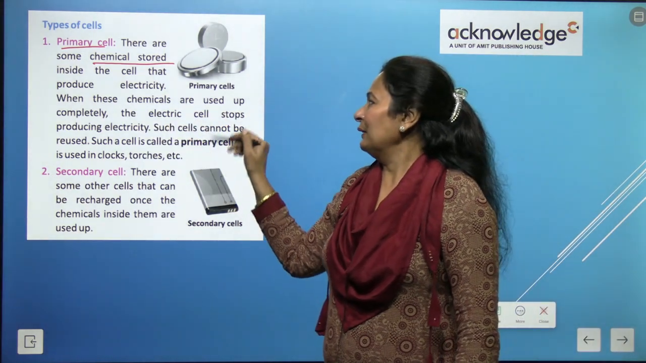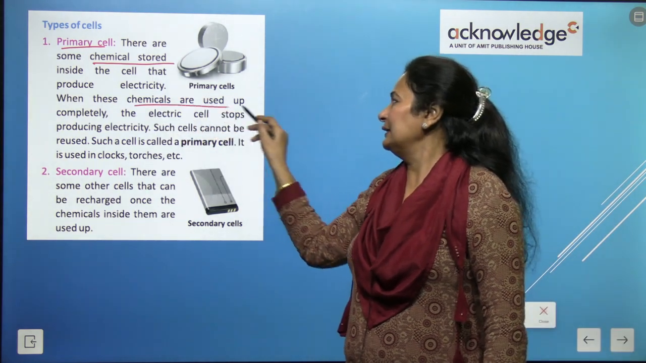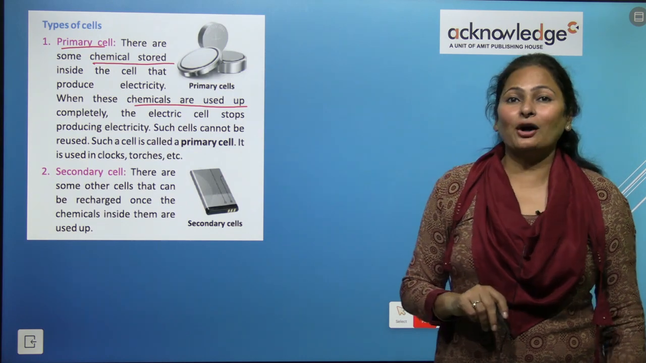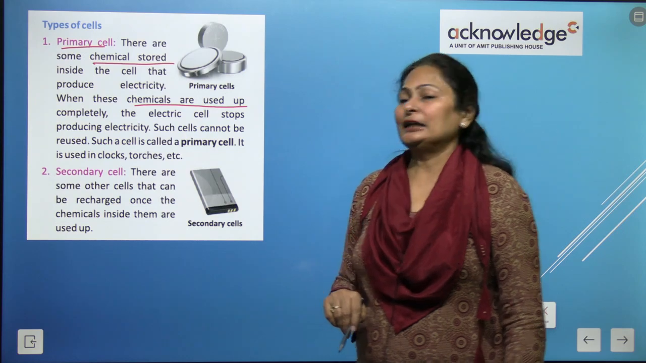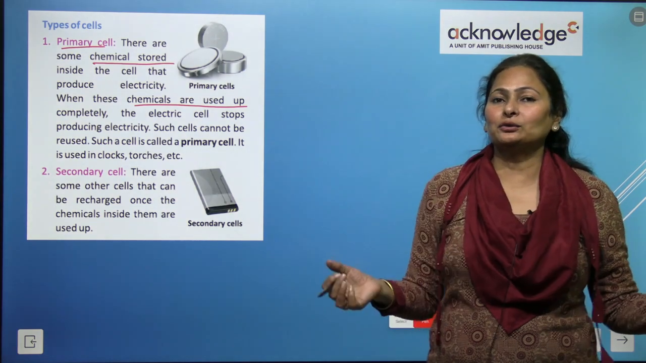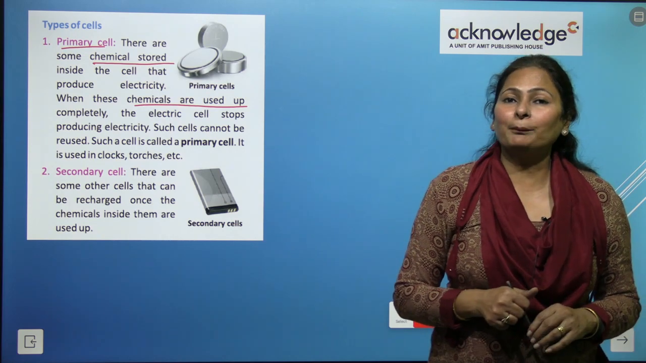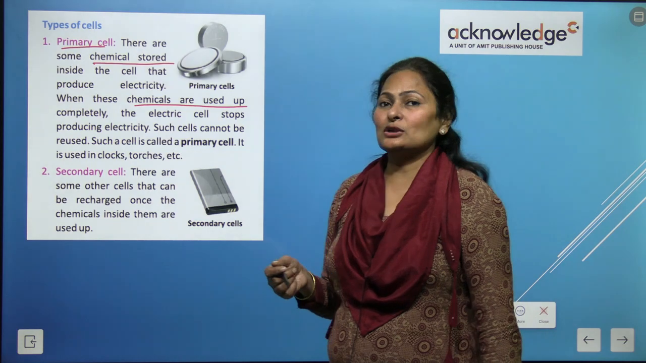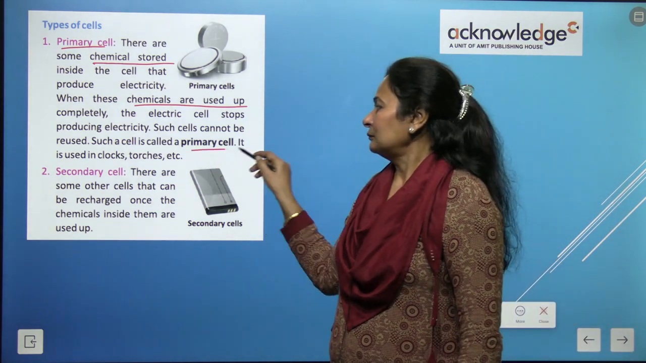When these chemicals are used up completely, the electric cells stop producing electricity. Such cells cannot be reused. Now you need to throw it in the garbage and it cannot be used again. Reuse is not possible for the primary cell.